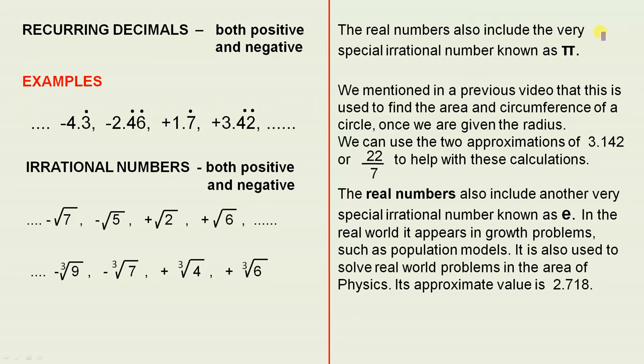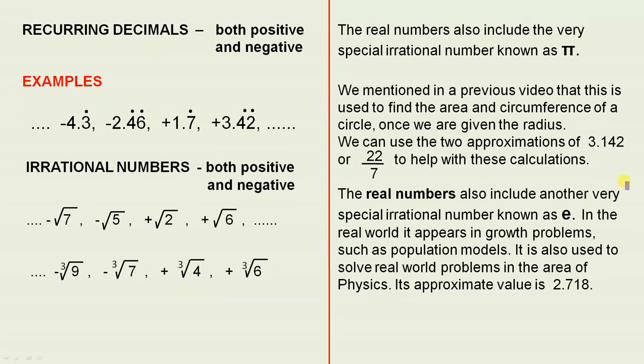The real numbers also include the very special irrational number known as pi. We mentioned in a previous video that this is used to find the area and circumference of a circle once we are given the radius. We can use the two approximations of 3.142 or 22/7 to help with these calculations.